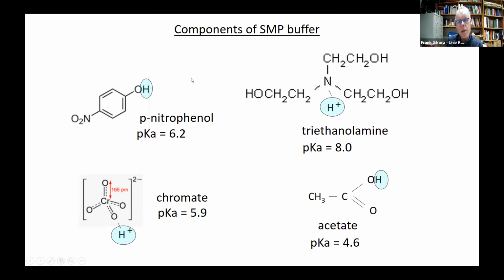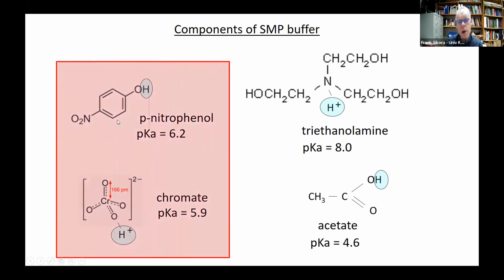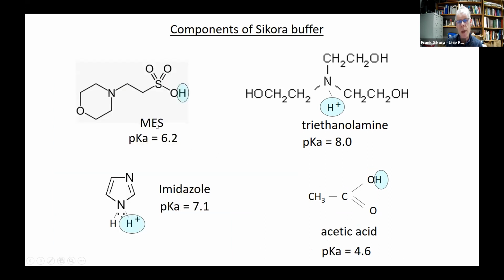So with this work, we wanted to get rid of paranitrophenol and chromate, and it was replaced with the chemicals abbreviated as MES and imidazole, and you see the pKa's there. I just played around with a lot of theoretical calculations to determine what concentrations of these chemicals would be appropriate to result in a linear decrease that was exactly the same as the SMP buffer.